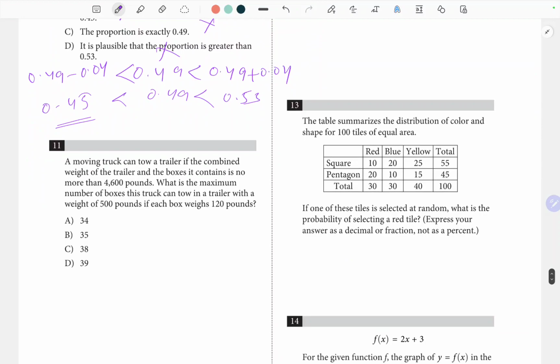A moving truck can tow a trailer if the combined weight of the trailer and the boxes it contains is no more than 4,600 pounds. What is the maximum number of boxes this truck can tow in a trailer with a weight of 500 pounds? If each box contains 120 pounds, then 120 times n plus 500 should be at most 4,600. Using the calculator, 4,600 minus 500, over 120, I got 34.16, so this will be 34.